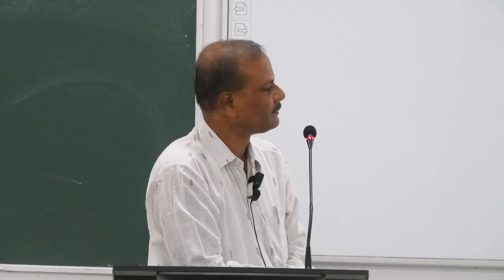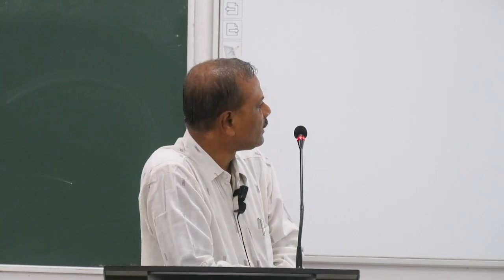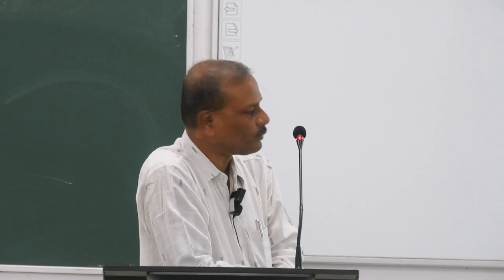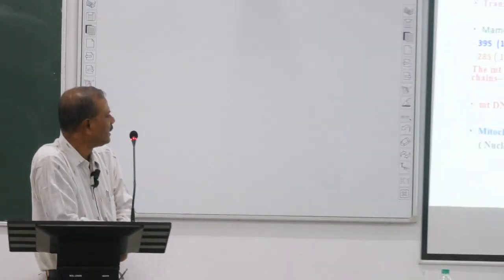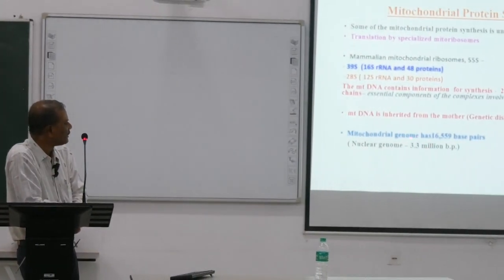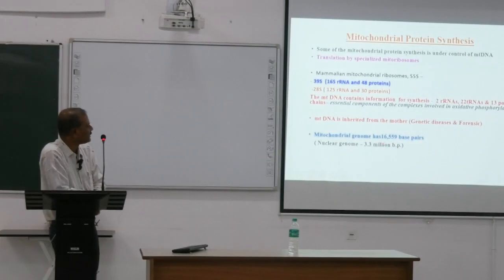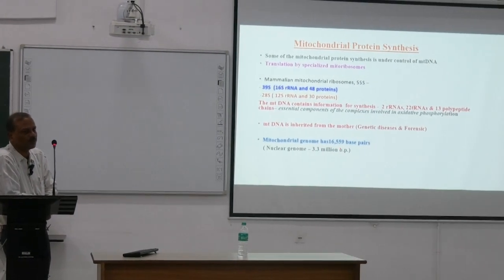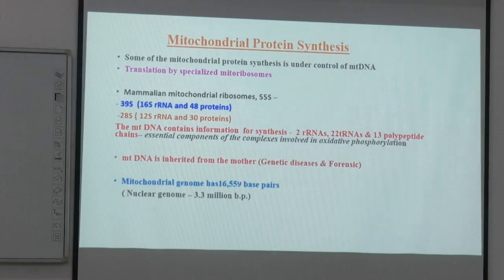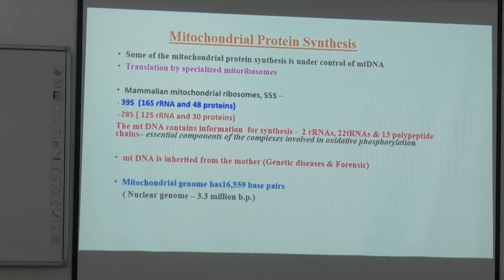So who is the actual mother? This you will read in forensic sciences, in forensic genetics. And the mitochondrial genome is basically a small genome compared to the nuclear genome, which has 3.3 million base pairs, but it has only 60,000 base pairs because it is required only for its own purposes.